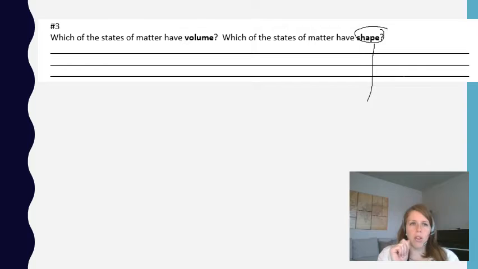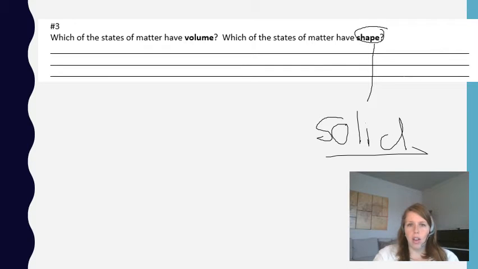Does a solid have a shape? Does a liquid have a shape? Does a gas have a shape? I hope you guys are pretty clear that the only one that has shape is a solid. Okay, so only a solid has shape.